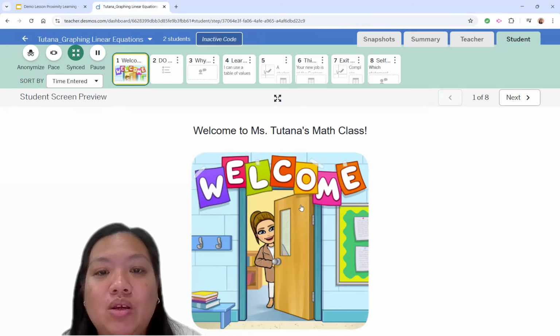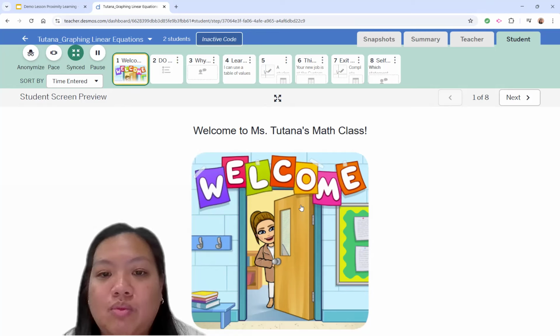Before we start, I already dropped the link for this Desmos classroom in our chat box. So kindly go ahead and jump into the link, and then you should be able to see this page on your end. Let me know if you don't see this one, and we can try to fix if there's something going on your end.